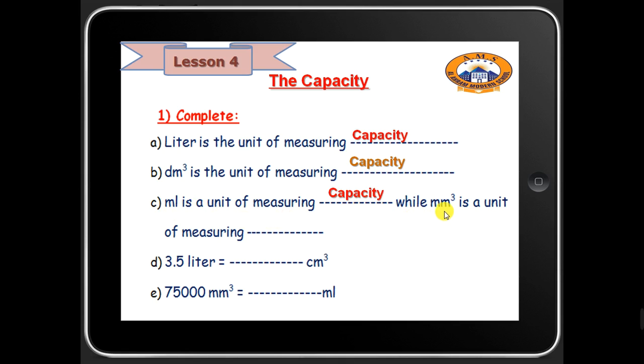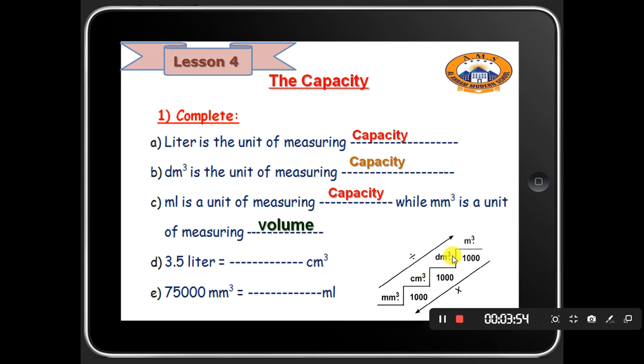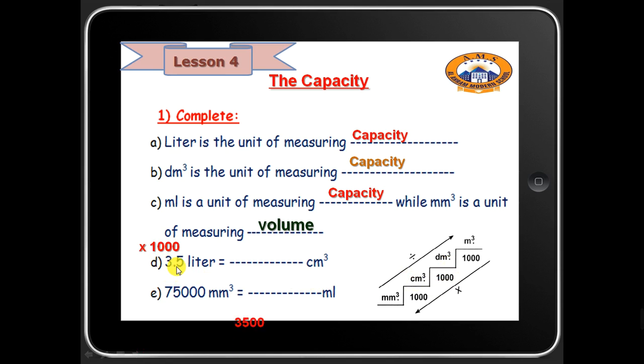While the cubic millimeter is one of the units we take when we have the volume. So another exercise: if I want to convert from liter to cubic centimeter. First, as we told you, cubic decimeter also means the liter. When I want to convert from this unit to this unit, we move from the big to the small, so we multiply by 1000. So 3.5 times 1000 will give you 3500 cubic centimeters.